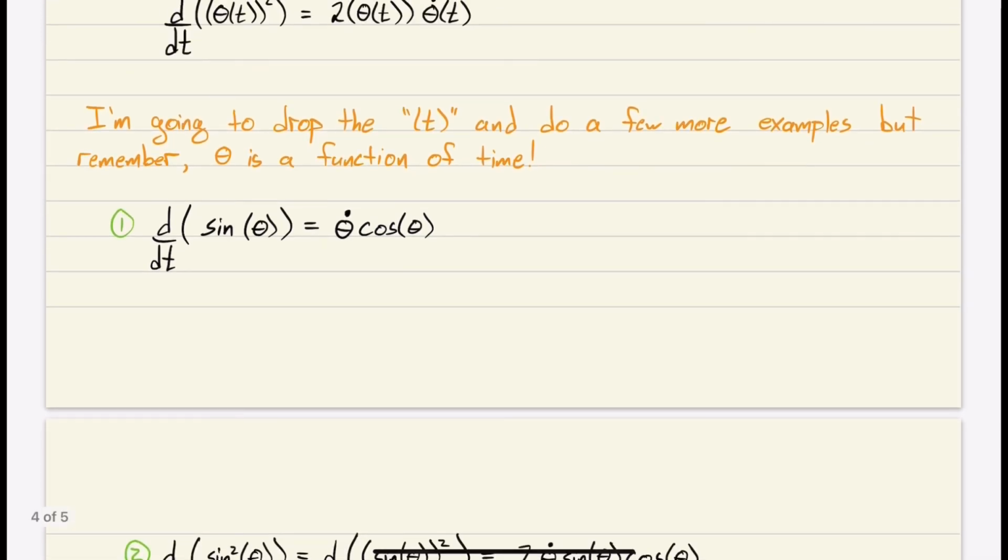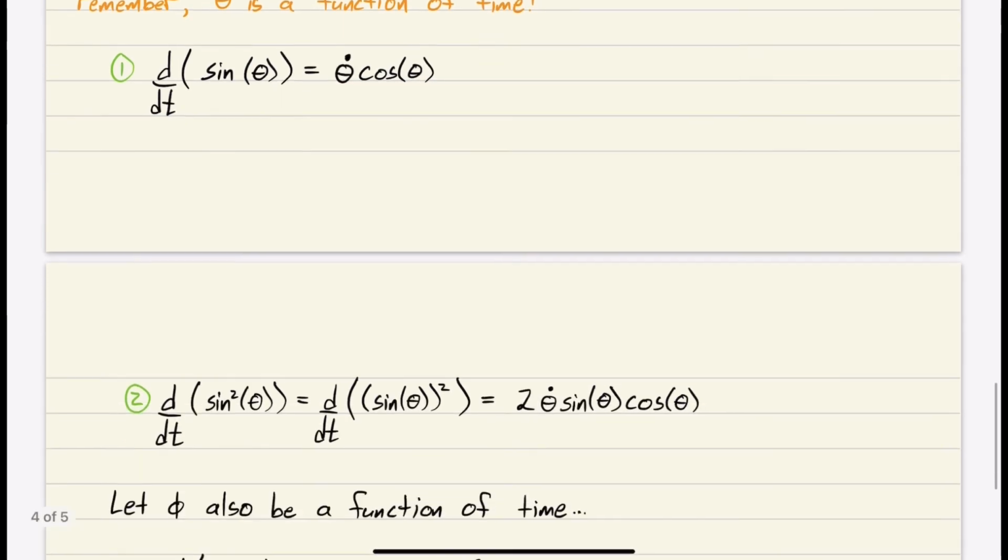So example number 1. What if we want to take the derivative of sine of theta? Well, we take the derivative of the whole function. So what's the derivative of sine? Cosine. And now we have to take the derivative of what's within sine, which is theta dot. So the derivative of sine theta is theta dot cosine theta. That was an easy one. Let's go to the next one.